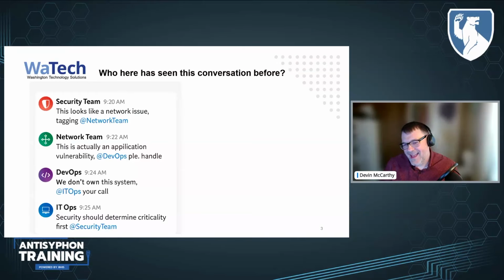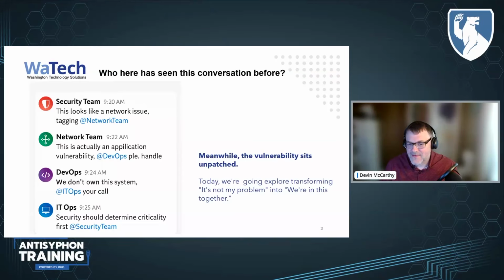I'm sure those of you in IT organizations have experienced something like this in Slack or Teams, where a security team says, hey, there's a network issue, and tags the network team. The network team says, well, this is actually an application vulnerability, and tags the DevOps team. DevOps says, we don't own this system, and tags the IT ops team. Then they say, oh, security should really determine how critical this is. And in the meantime, the vulnerability just sits unpatched. So today we're going to explore how to transform from "it's not my problem" into "we're in this together."